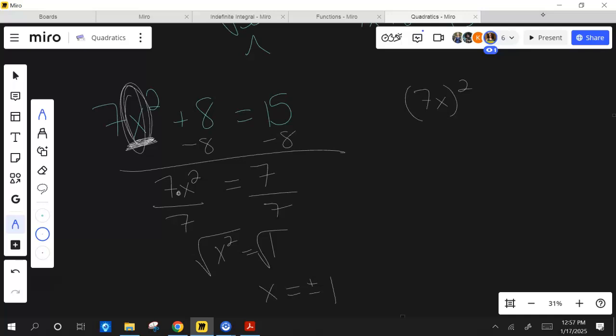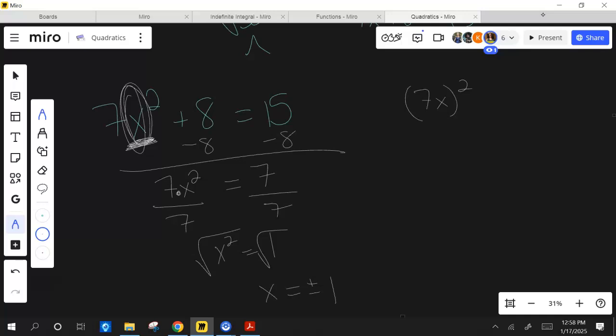Wait, so we should solve that same thing like the way we've been doing it? Yes. So will we have to do it that way? It depends on the way the equation looks as to which way you can do it. So we'll see some of both.